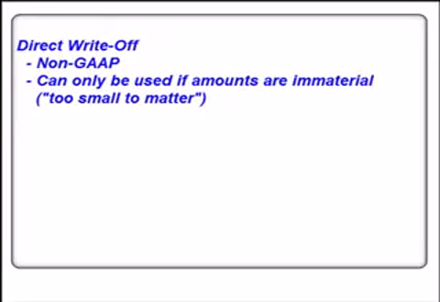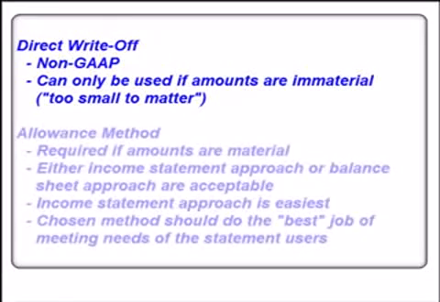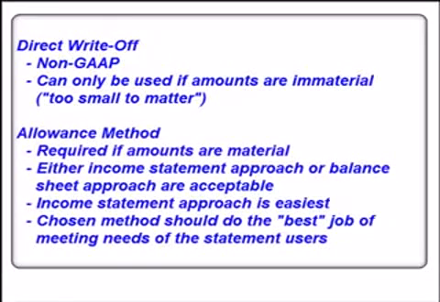If the amount of the receivables and write-offs is not immaterially small, then the company will have to use the allowance method. Should the company use an income statement approach or a balance sheet approach? Either is acceptable, and the company will have to decide which approach best serves the needs of the financial statement users. Once a choice has been made, the company should apply it consistently. This is in keeping with the accounting principle of consistency.